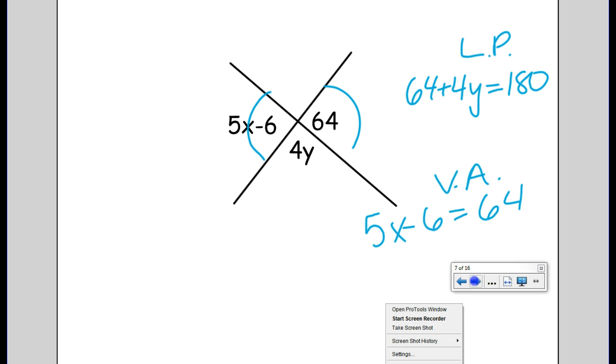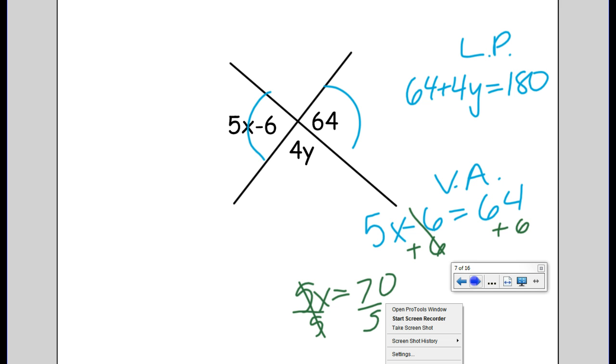Do you want me to show the algebra? Yes. Do I need to? Plus 6, plus 6. That cancels. 5x equals 64 plus 6, 70. The opposite of multiply is divide. Divide by 5, divide by 5. What is x, guys? 14.